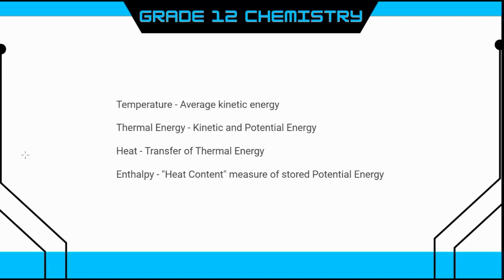All right, so first I think it's important, because in English we use so many of these terms interchangeably, to understand the definitions in chemistry. So temperature is the average kinetic energy of all the particles that are bouncing around in some substance. Thermal energy is the sum of all kinetic and potential energies that exist. Heat is the transfer of thermal energy from one substance to another. And enthalpy, which we use a lot in chemical changes, is a measure of that stored potential energy, sometimes called heat content.